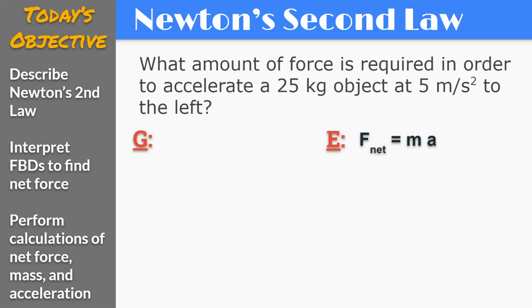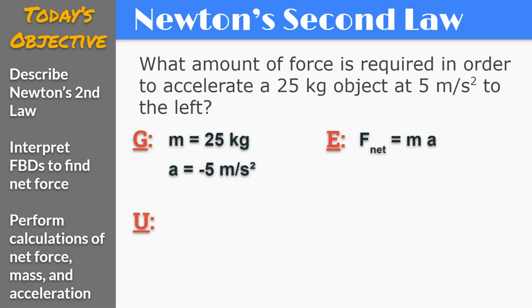All right, so let's go ahead and try an example calculation. This one says, what amount of force is required in order to accelerate a 25 kilogram object at 5 meters per second squared to the left? Again, we're going to label our given information. We have a mass of 25 kilograms. We have an acceleration of 5 meters per second squared to the left. I went ahead and labeled that as negative 5 meters per second squared, because again, acceleration is a vector. It has a direction. It says in the question, to the left. So I'm going to call that the negative direction.